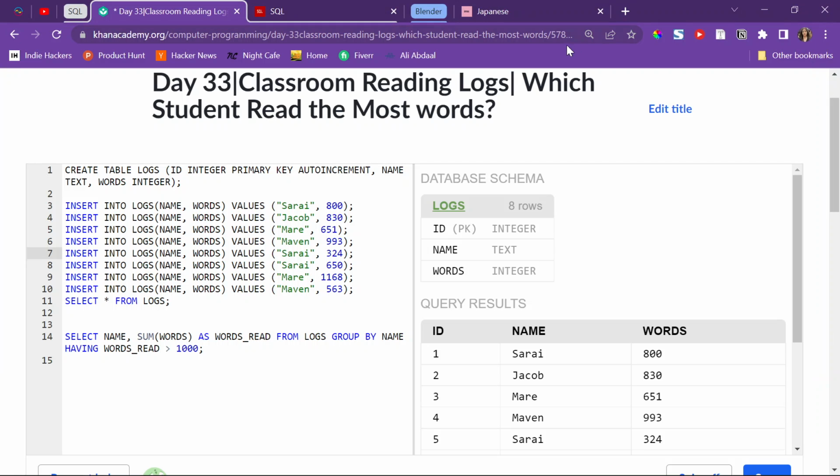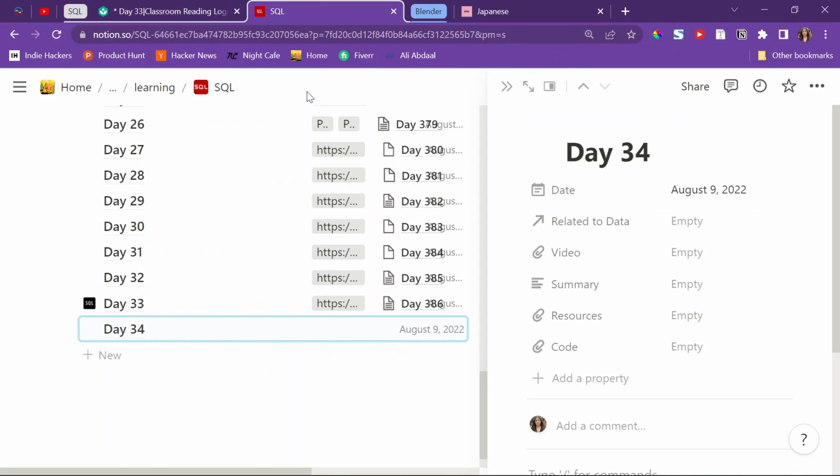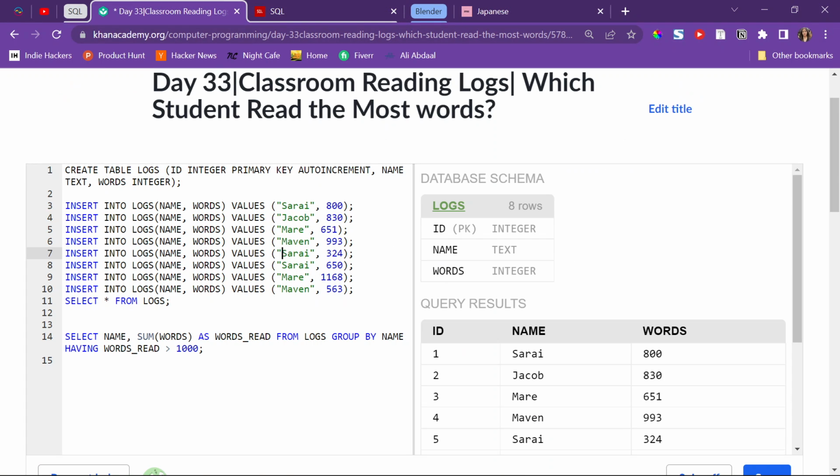Today is Tuesday, August 9th, 2022. It is also day 34 of SQL, but today I just wanted to go back to yesterday's database and use one operator that I forgot to use, and that's the count operator.